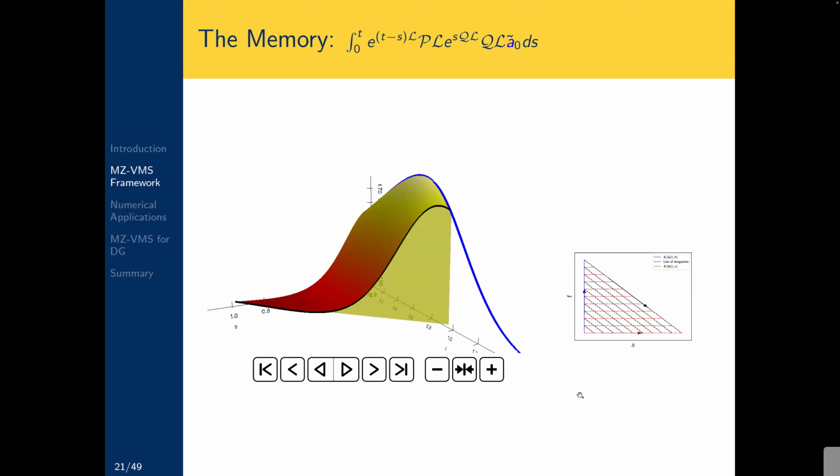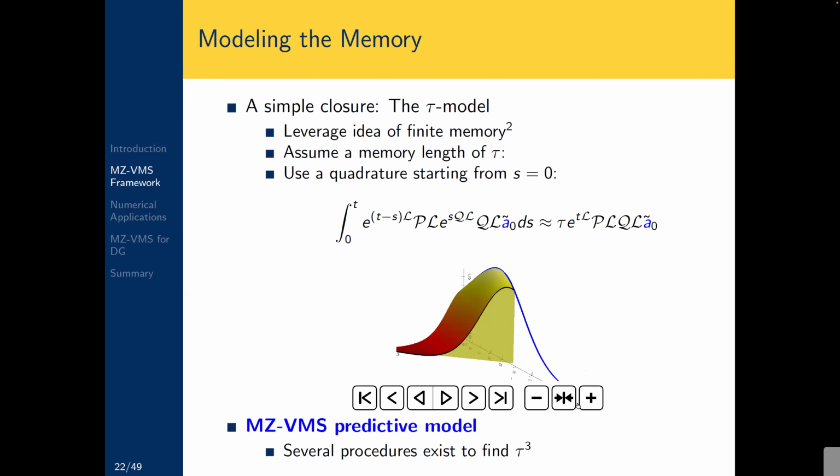And that, at least for me, has given me a lot of visualization and understanding of what's going on and how to develop models of this. From that, we can actually look at a very, very simple way to model the memory term. The simple closure that I'll mainly talk to in this talk is the tau model. We're going to leverage the idea of finite memory effects, and assume that the memory decays in finite time, tau. With that, we come up with a very simple quadrature rule for approximating what's going on in this integral.